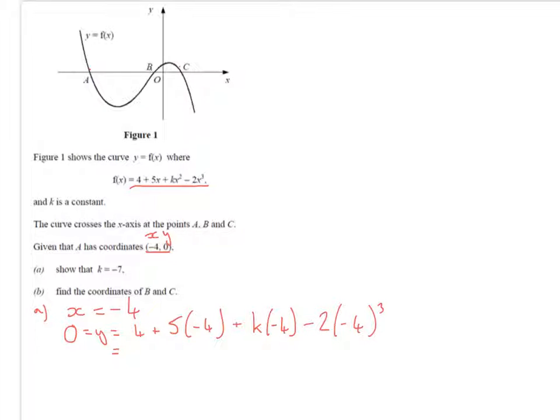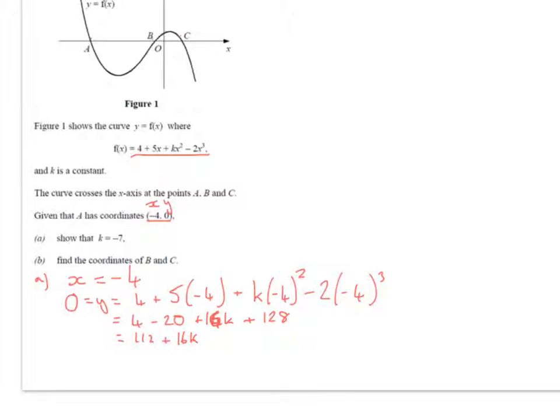So let's simplify. We now have 4 minus 20 minus 4k. Oh, sorry, I've missed off the squared. It's plus 16k. And then I've got minus 2 times 4 cubed, which is 64. That's plus 128. So 4 minus 20 plus 128 gives me 112 plus 16k.